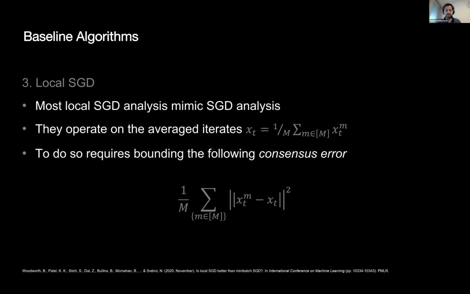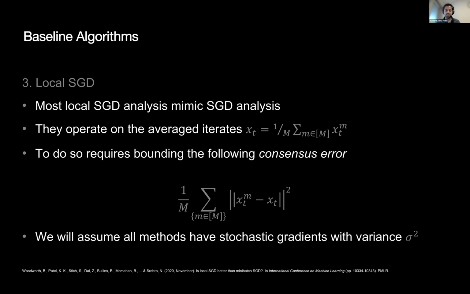Most of these analyses actually require bounding the following consensus error, which measures the gap between how much a model moves on machine m with respect to the average. Ideally, if you were making communication at each time step, then this quantity would just be 0, because you'd make an update, average, and then make an update by calculating the gradient at the averaged point. So this quantity would be 0 if you communicate at every time step, but we do not communicate at every time step, as I said. So when k is greater than 1, this would be something non-zero. And most SGD analyses try to bound this consensus error in order to give some meaningful guarantee for local SGD.